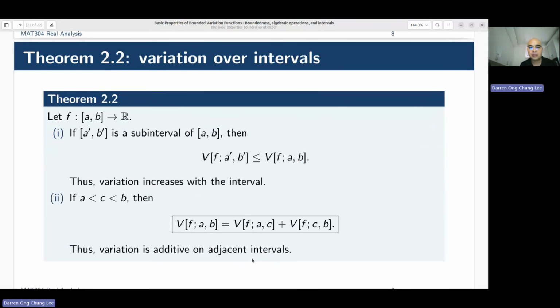And there's another fact. If you have a c between your a and b, then you can break up the variation into the two smaller intervals. So if you want to calculate the variation on the interval [a, b], you can calculate the variation on the interval [a, c] and just add it to the variation on the interval [c, b]. So in other words, variation is additive on intervals that are next to each other. Again, I'm not going to prove it, the proof is given in the textbook. I suggest you read it. It's really not that difficult of a proof.